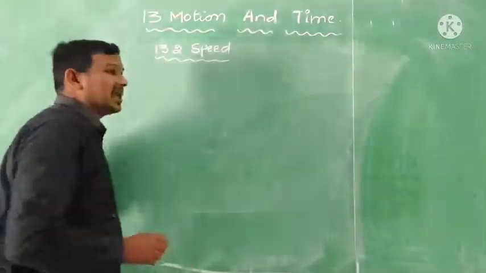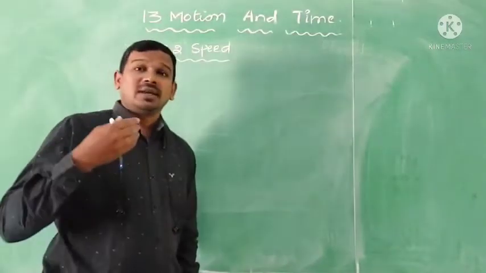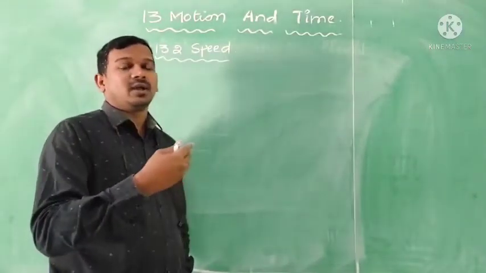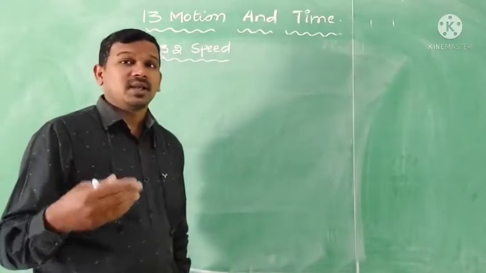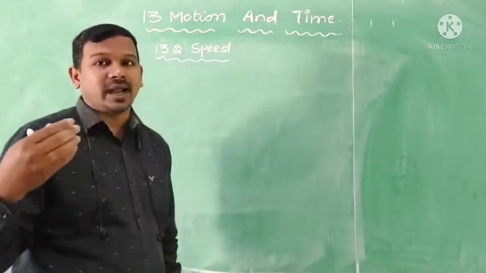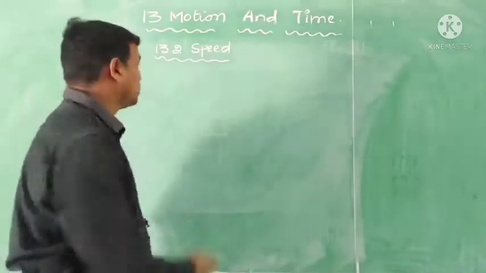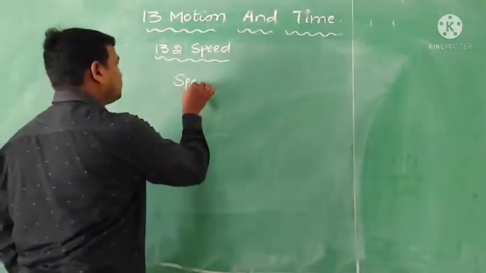In the last activity, I told you about the distance covered by the body in a given span of time. See, the distance covered divided by the time taken is nothing but speed. So, what is the speed formula?